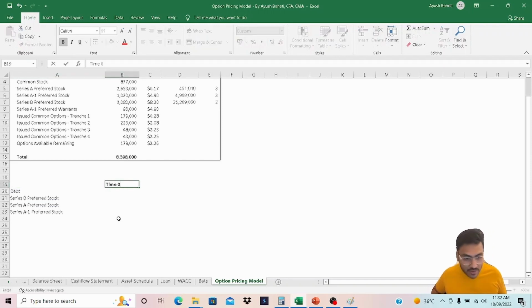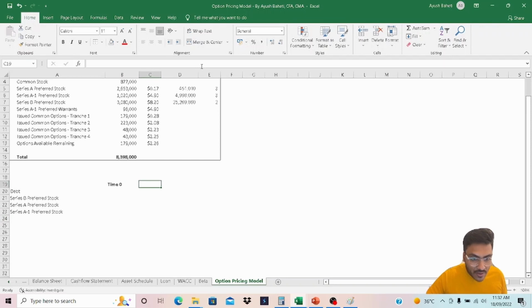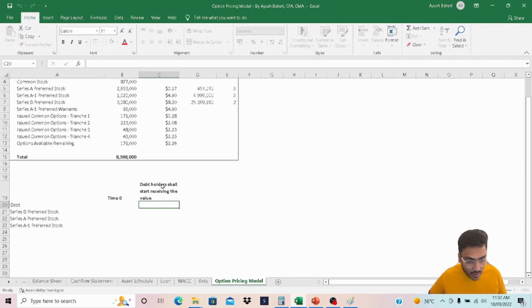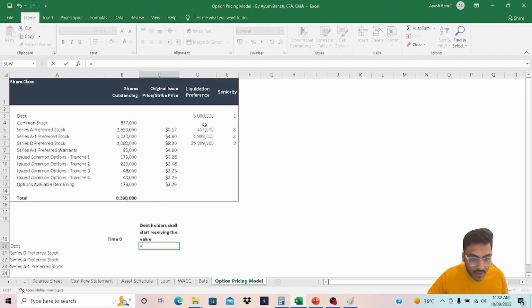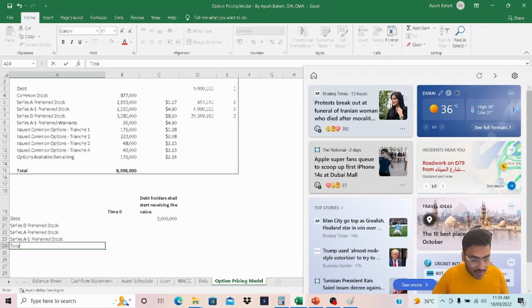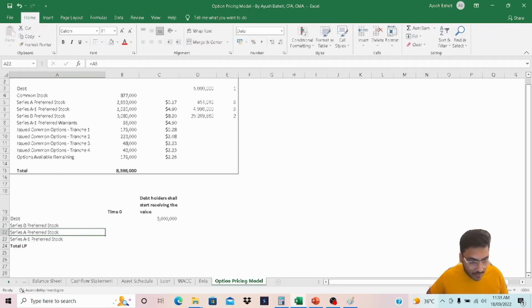So this is time 0, and our first strike price will be that debt holders shall start receiving the value. Okay, so I'll just simply link to this liquidation preference, and here I will calculate the total LP. Okay, so this is the first breakpoint or strike price.